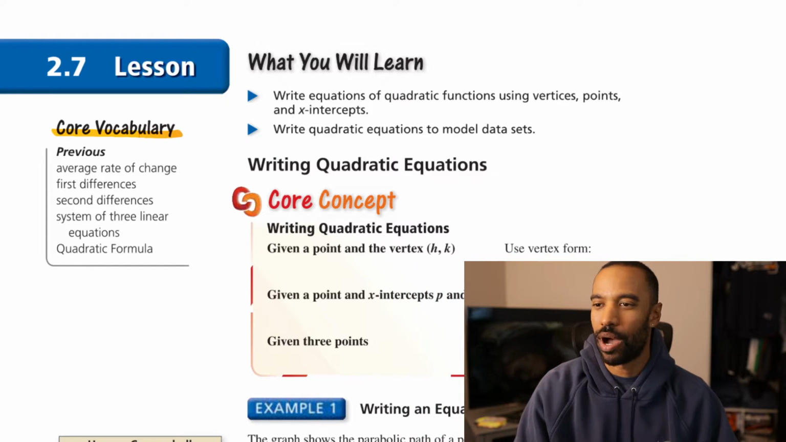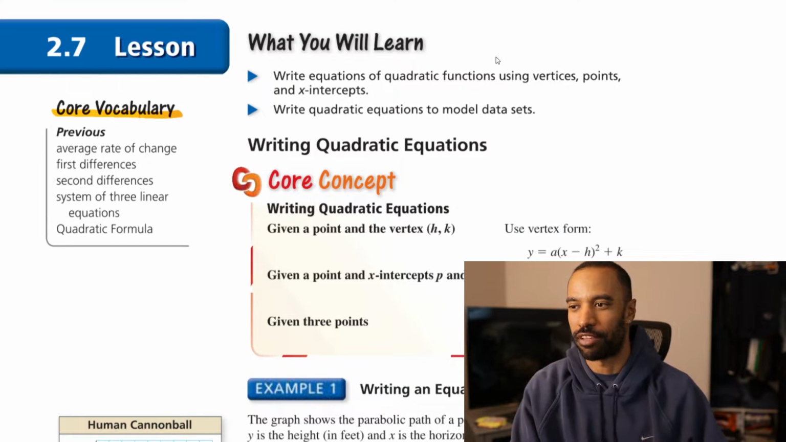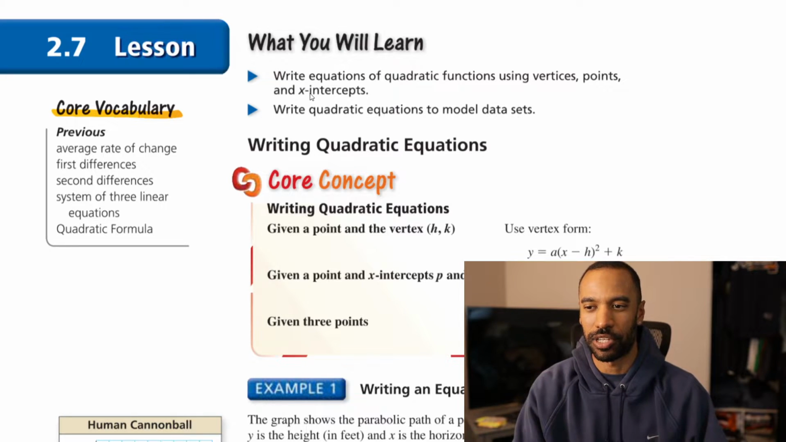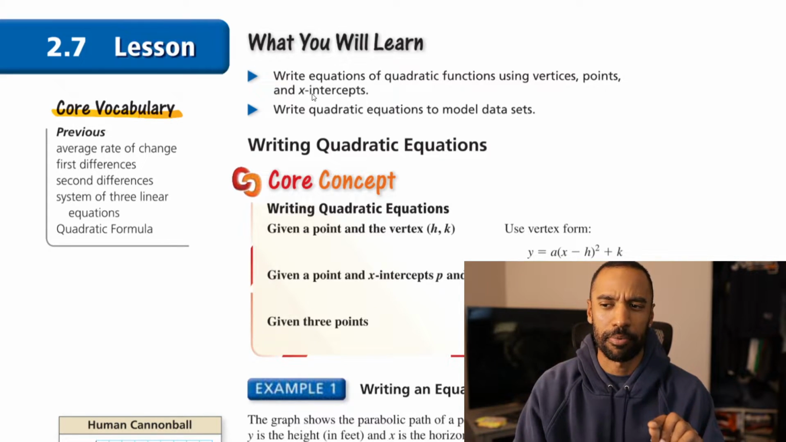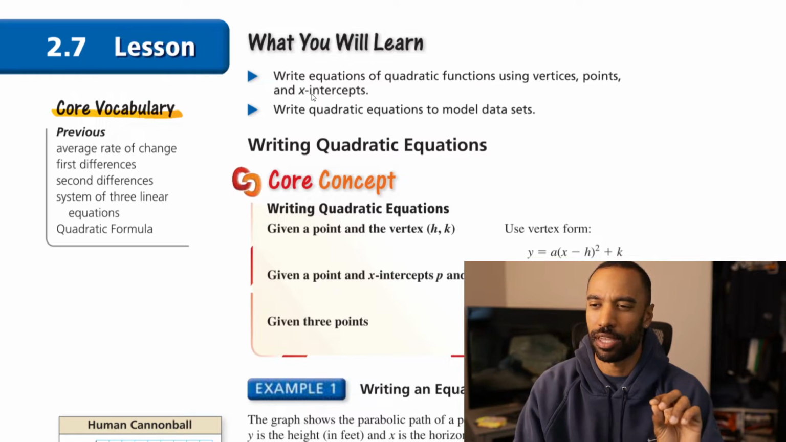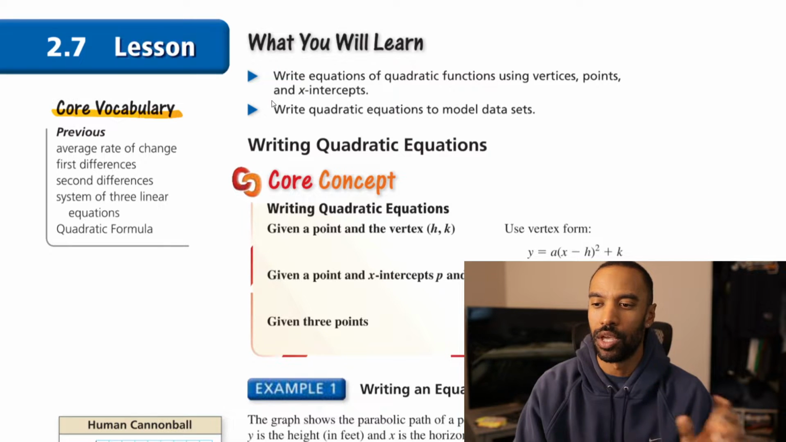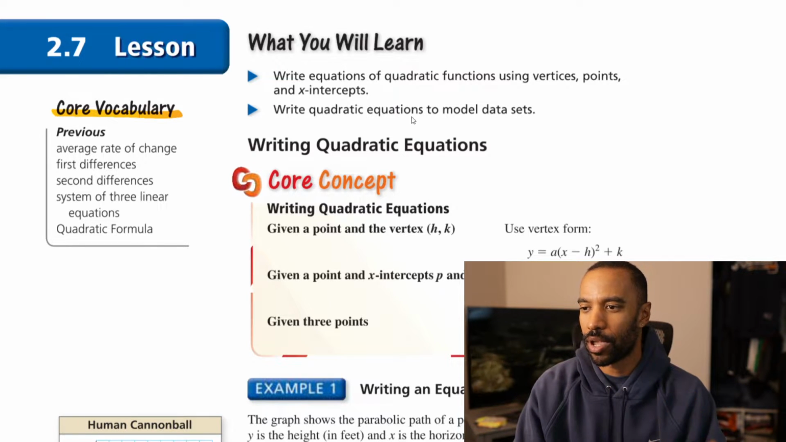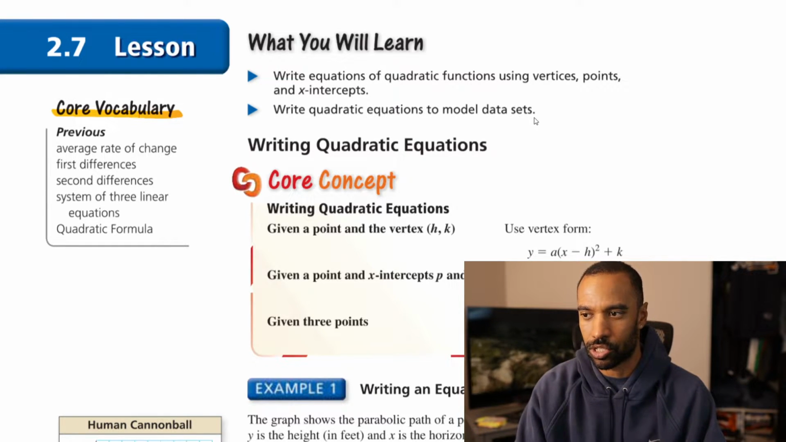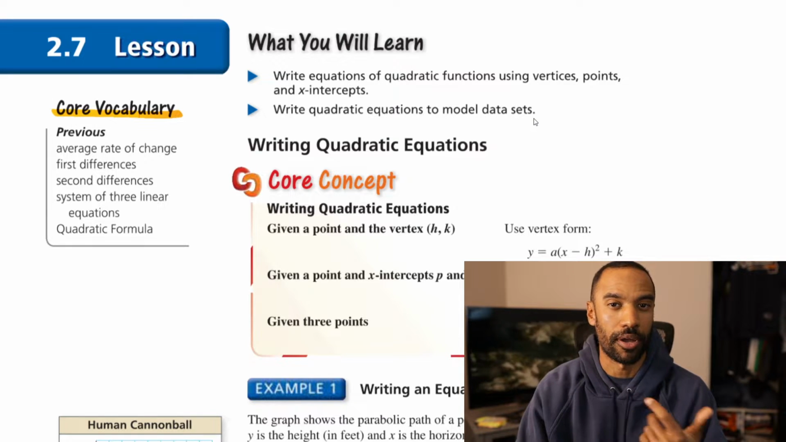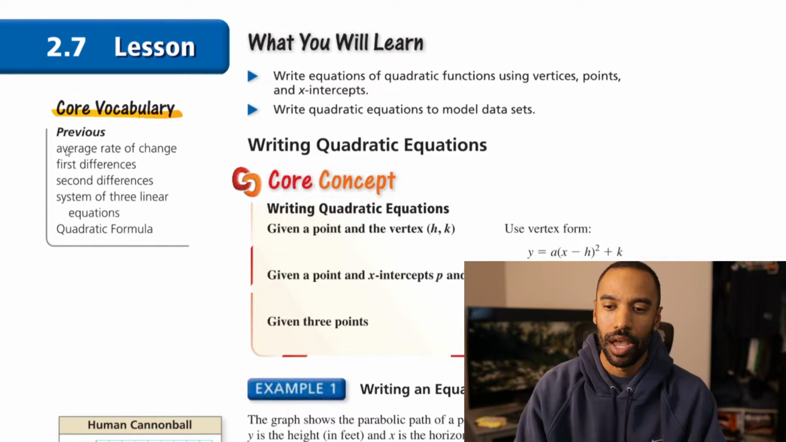All right. So we're going to learn how to write equations of quadratic functions using vertices, points, and x-intercepts. I think we've done some of that before, definitely done it in IM2, but I feel like I've done without some of the problems as well, at least writing vertex form. They're probably going to do all the different forms, and write quadratic equations to model data sets. So get your graphing calculators ready. We're probably going to have to use quadratic regression for that.